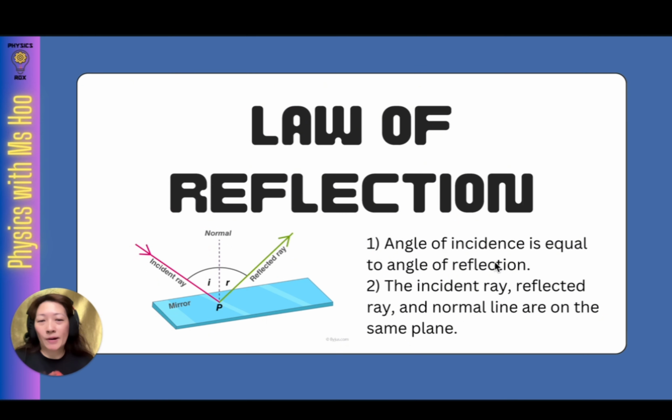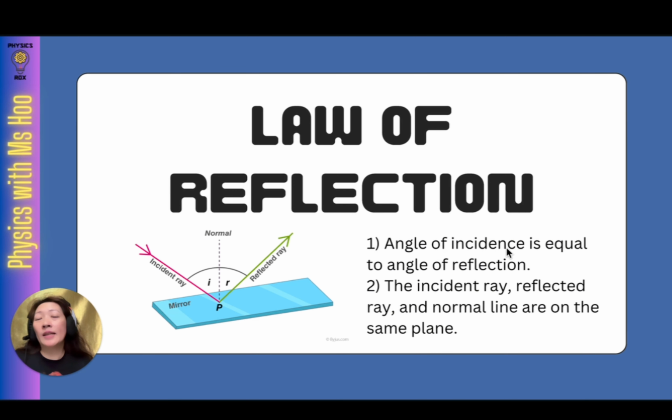Now the first part, and this is actually the most important part, is the one that defines the law of reflection. The angle of incidence is equal to the angle of reflection. So every time a light ray reflects off the mirror, it reflects in such a way that the angles on both sides are equal. So in this diagram, you can see that they've labeled this angle here as I and this angle here as R. I is the angle of incidence, while R is the angle of reflection.